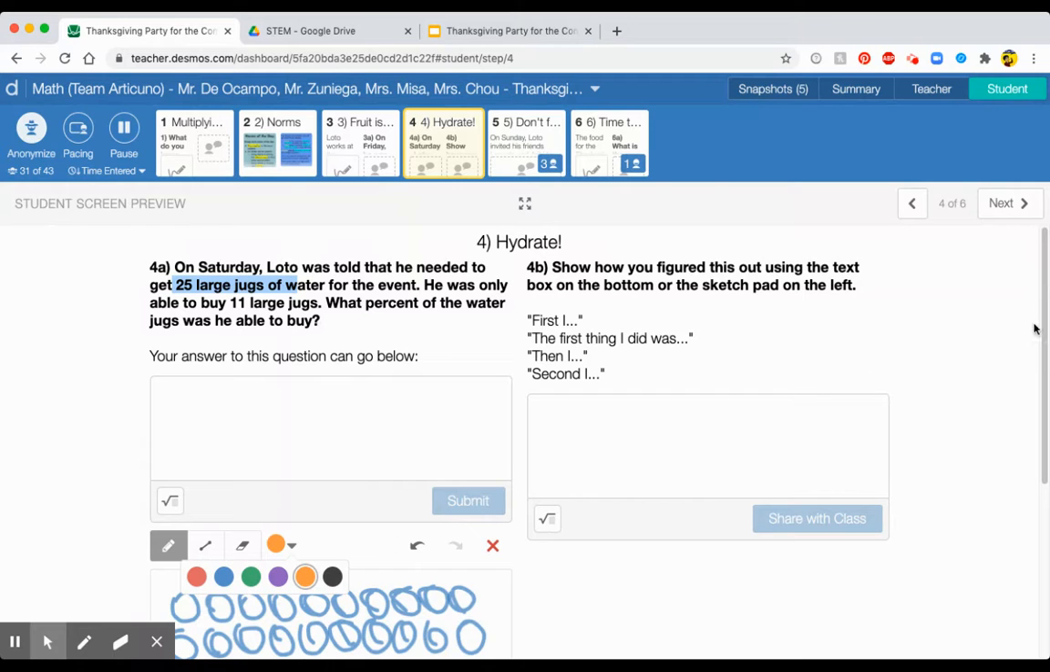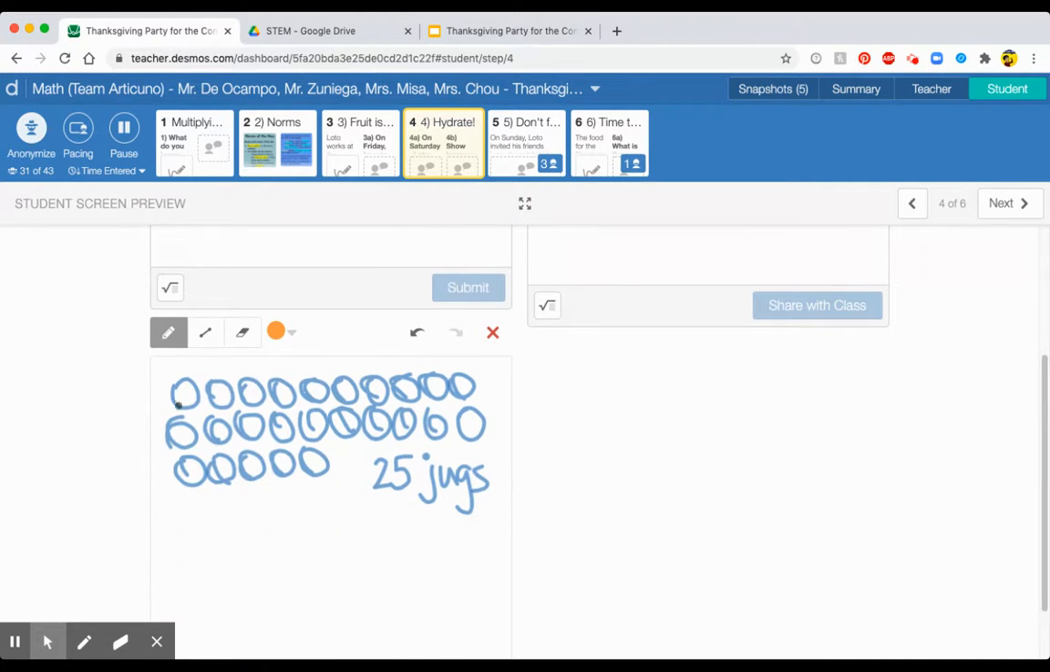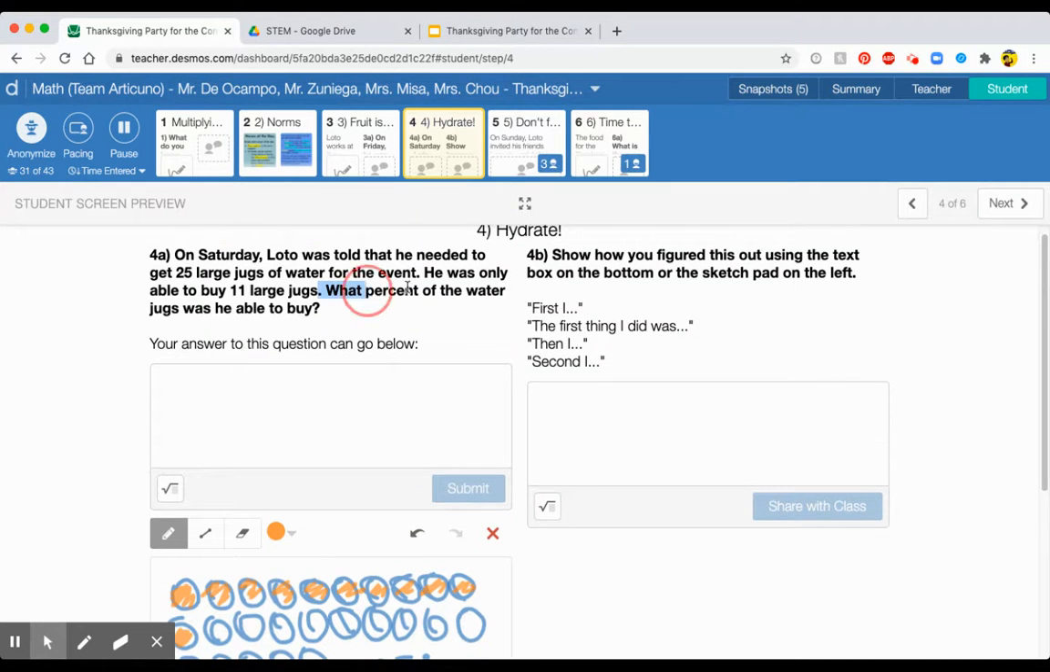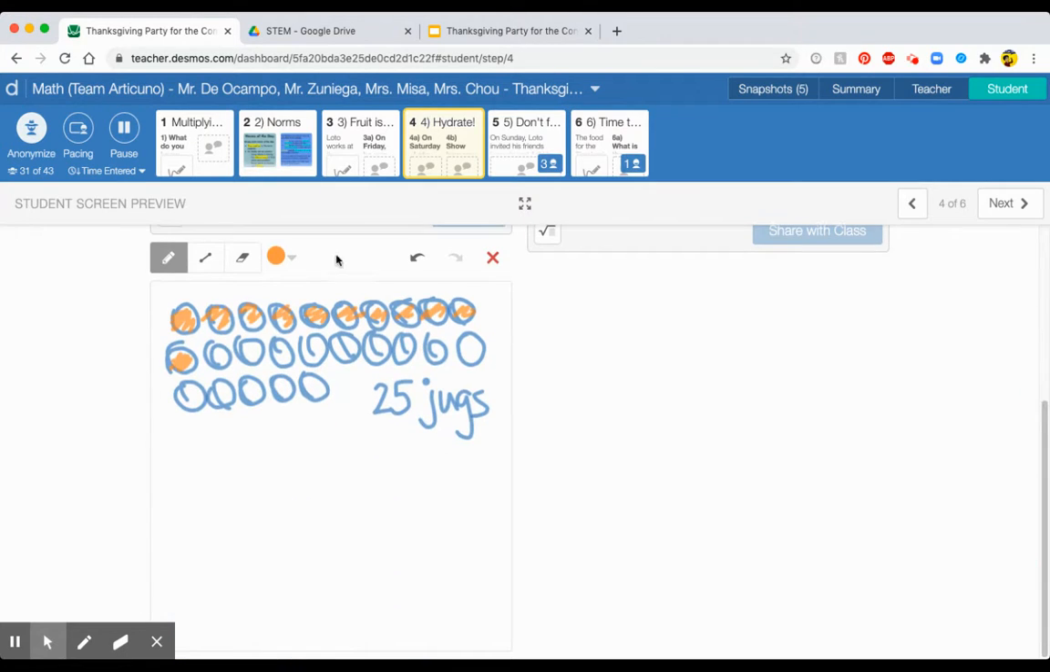Here's 25 jugs of water that I drew using circles. He was only able to buy 11 jugs. What percent of the water jugs was he able to buy? So I'm going to go ahead and shade 11. 1, 2, 3, 4, 5, 6, 7, 8, 9, 10, 11. Okay, here's our 11 jugs. Now how do we figure out what the percent is? Because that's the question. What percent? How do we do this?